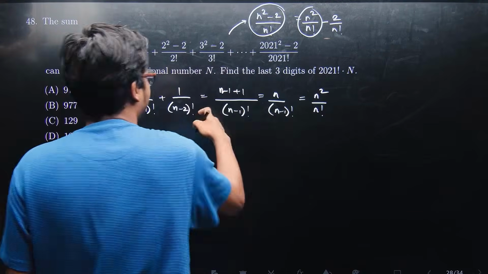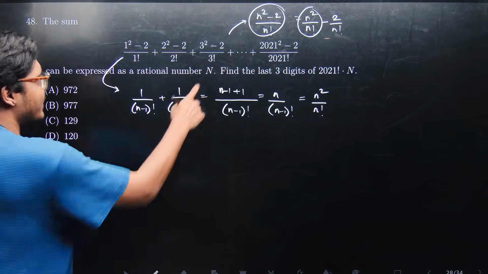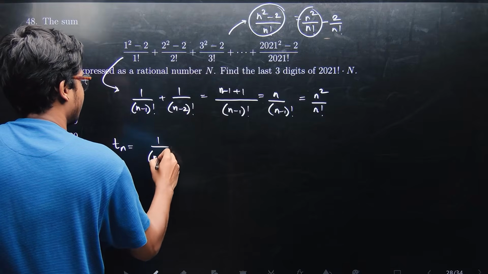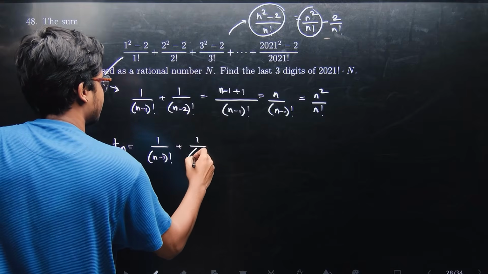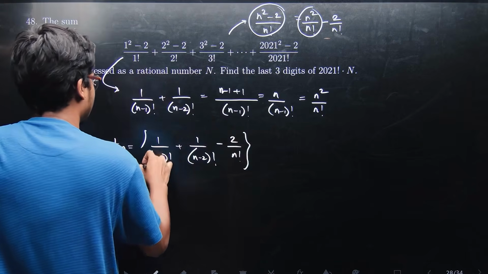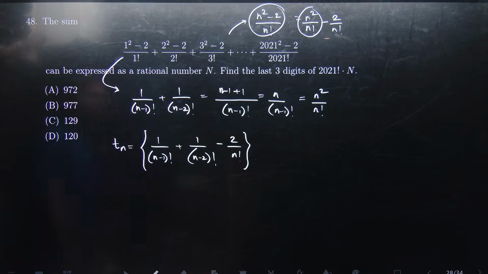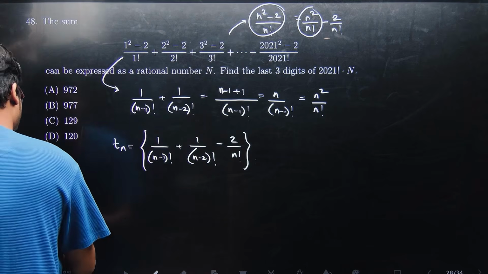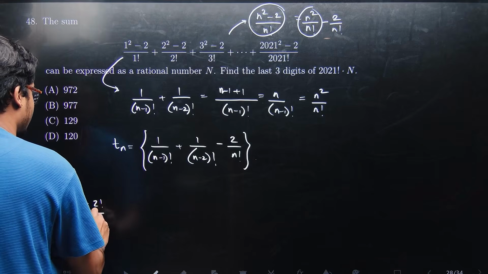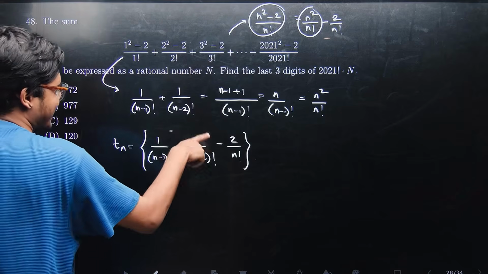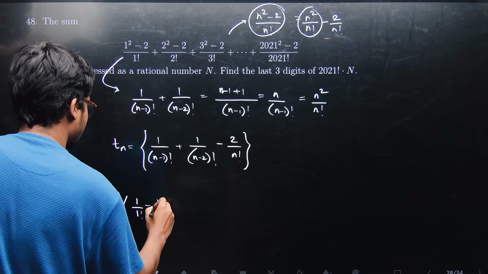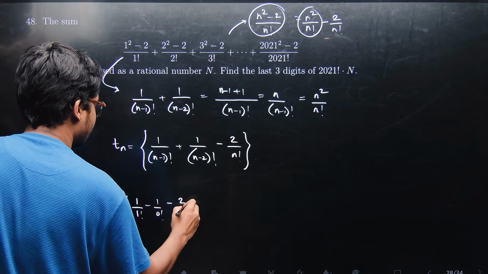Now this I can further break down using this, okay? So any general term of this is going to look like 1/(n-1)! + 1/(n-2)! - 2/n!, right? Now if you look at the first couple of terms, you'll get an idea what happens to the series, okay? So write this as S, you'll get (1² - 2)/1! plus, from the second term onwards I can split it like this, right? So for n equal to 2, 1/1! + 1/0! - 2/2!.